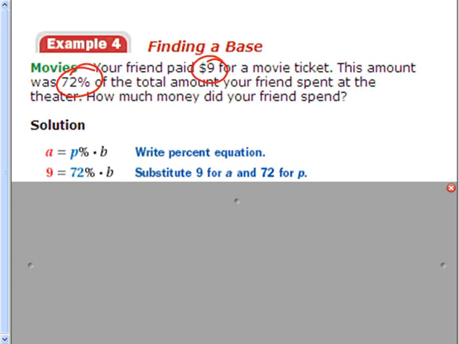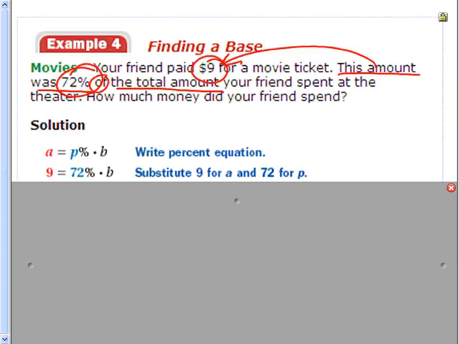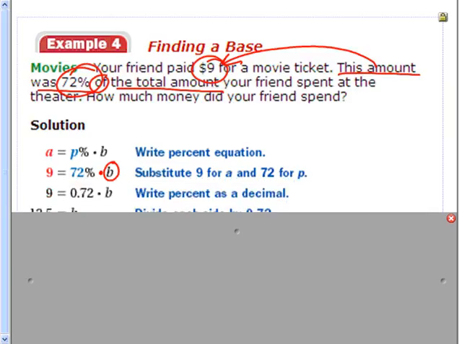First of all, they said this amount, the $9, is 72%. So look at our equation. 9 is 72% of the base. Knowing that equals means is and times means of is a huge help, because then it says of the total amount. Well, they're not giving us that total amount, so we're saying of or times B, the unknown. So we've got things substituted in.